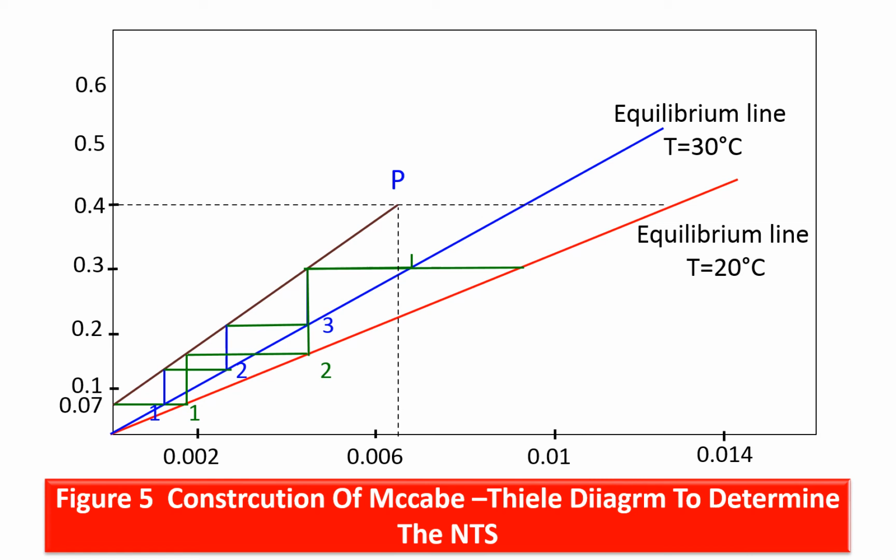Select the operating point in such a way that it cuts the gas inlet concentration line at P, which is the operating point at the tower bottom. Now construct the McCabe-Thiele diagram and determine the number of stages, first at 20 degrees centigrade, then at 30 degrees centigrade. The number of theoretical stages at 20 degrees centigrade is approximately 2.5, and the number of theoretical stages at 30 degrees centigrade is approximately 3.8.